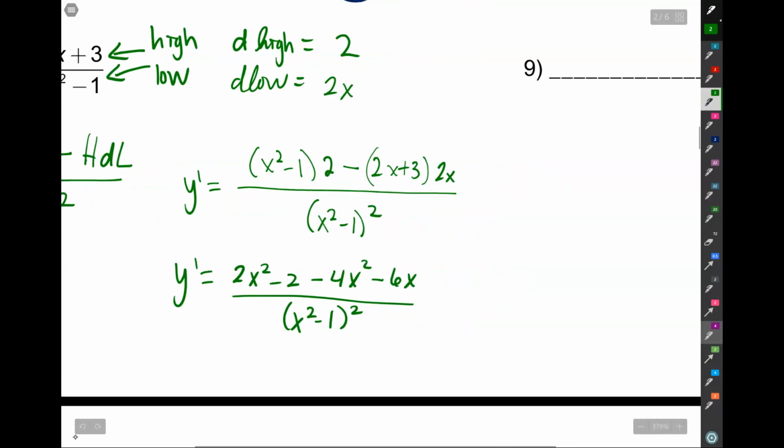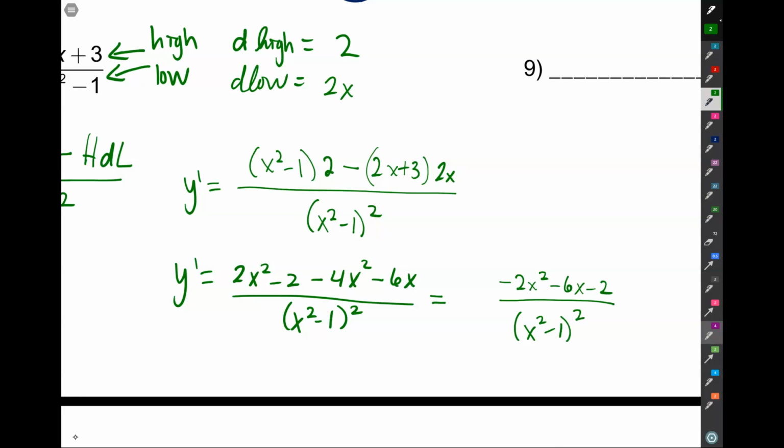I think I can simplify this a little. Negative 2x squared minus 6x minus 2. Should we leave it like that, or should we multiply everything by negative? Can you take out a 2? If I take out negative 2, the top turns into x squared plus 3x plus 1. And that is not going to be any of the factors that match the bottom. So I'm just going to leave it this way.